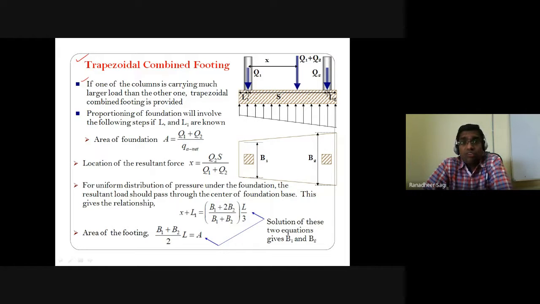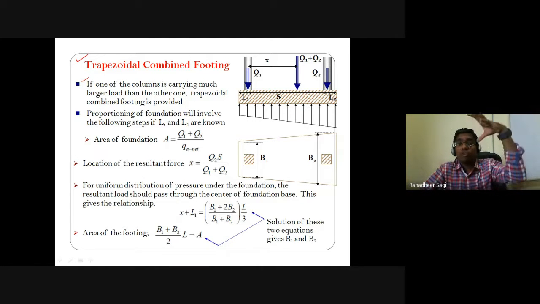If one of the columns is carrying a load which is relatively higher when compared to the load carried by the other column, in such a case we go for what is called a trapezoidal combined footing, because the column carrying more load requires more area for a uniform pressure distribution or uniform load transfer. So it is not economically acceptable to construct the complete foundation with the larger cross-sectional dimensions. What we need to understand is, wherever the load coming from the column is more, there you require a larger area for a uniform pressure or uniform load transfer.